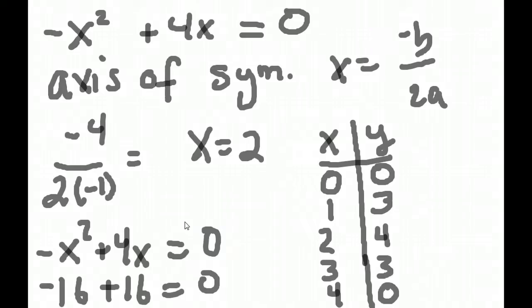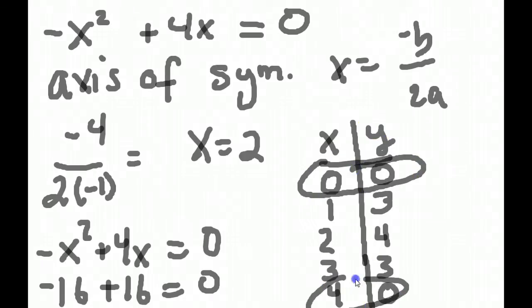Those are our answers. Our answers for a quadratic equation are the points that are on the x-axis. Those are our roots. So if we have 2 points that are on the x-axis, so we have 0, 0 and 4, 0, our answers are the x-coordinates of those points. So the answer for this problem is 0 and 4.